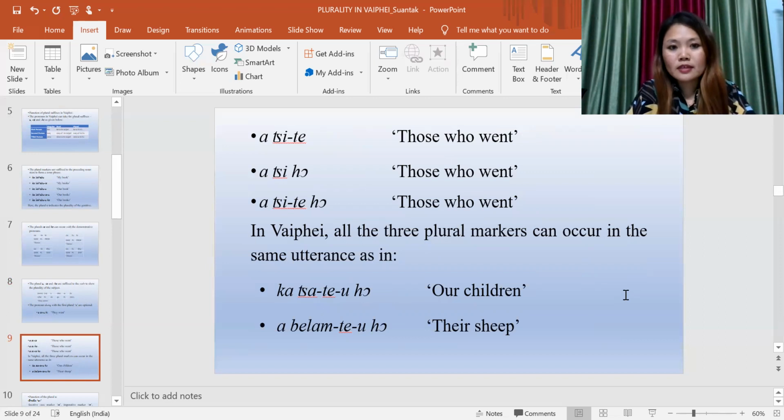So one interesting thing regarding the Vipe language is that all these three plural markers can occur in the same utterance as given in the example. Katsateo ho, our children, abalamteo ho, their children. However, the order of occurrence, if they have to occur in the same utterance, is that firstly, te, followed by u, and finally, ho.